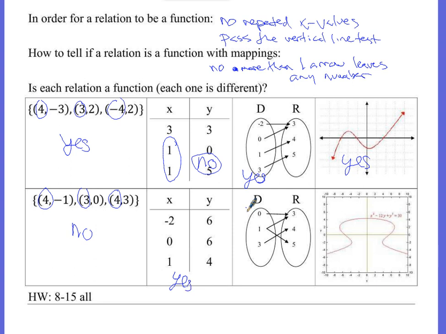How about in this mapping? Is this a function? No, it's not. Why? Yeah, notice in this 1 right here, I have 2 arrows leaving that 1. That means that the 1 was repeated, so that we had to draw an arrow coming out of it once and then another arrow coming out of it again. That is not a function. And how about this last graph? No, definitely not. It does not pass the vertical line test.